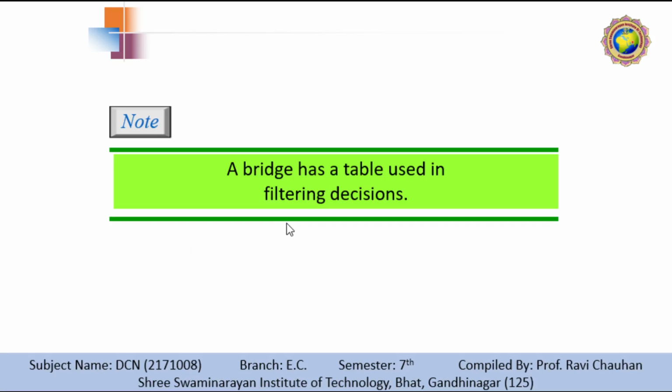What is the difference in functionality between the bridge and the repeater? A bridge has a filtering capability whereas a repeater does not have this capability. It can check the destination address of a frame and decide if the frame should be forwarded or dropped. If the frame is to be forwarded, the decision must specify the port. A bridge has a table that maps addresses to ports. So we can say that a bridge has a table used in a filtering decision.